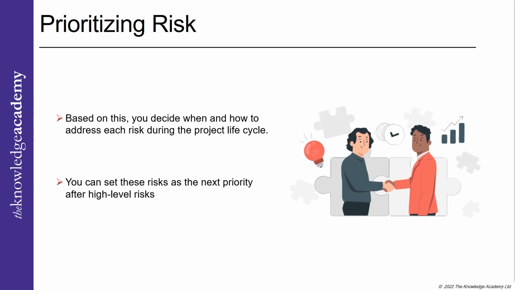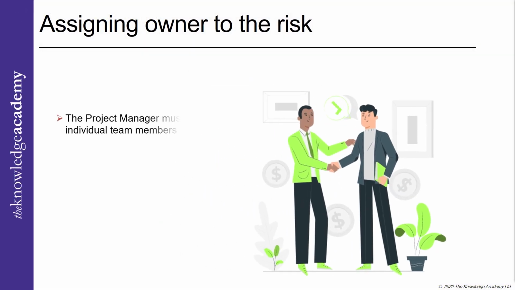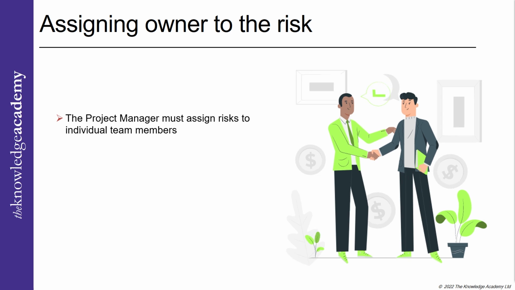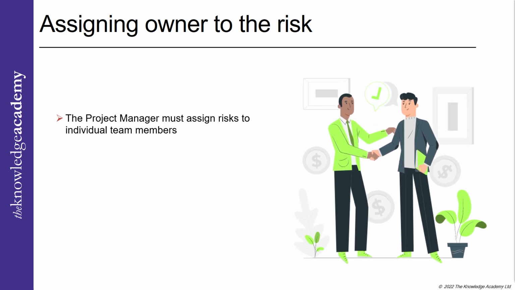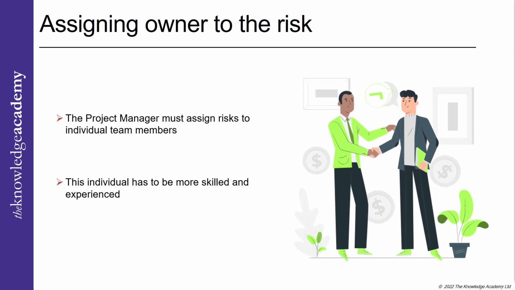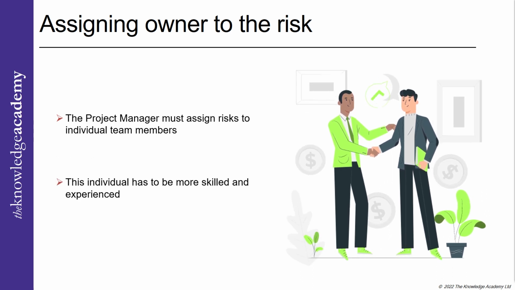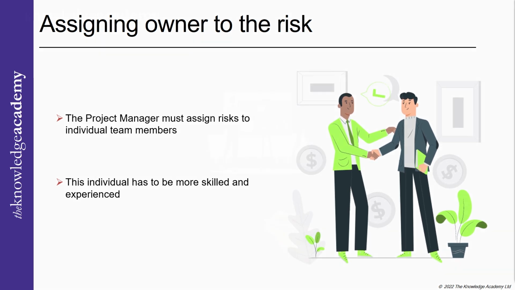At last, some risks might be crucial but do not need more time to resolve. These are low-level or low-priority risks. Phase 5. Assigning an owner to the risk. The project manager must assign risks to individual team members to oversee particular risks when listing the risk. This individual has to be more skilled and experienced in risk management than others in the project team.